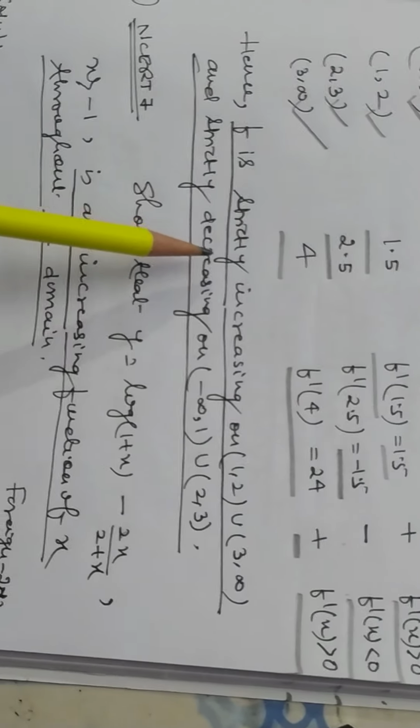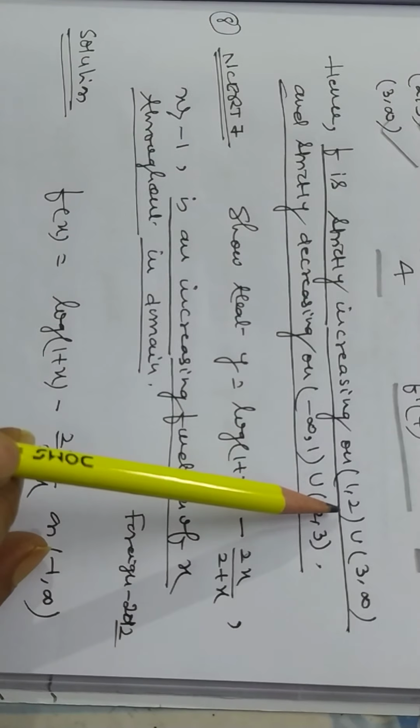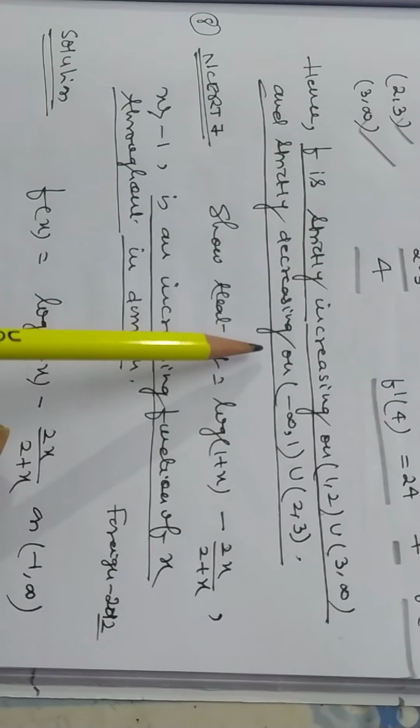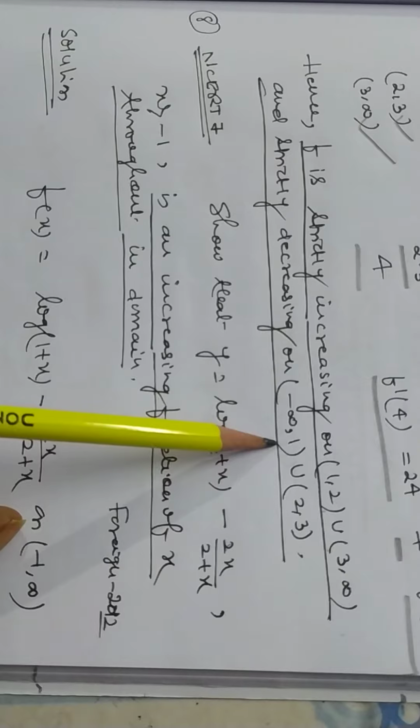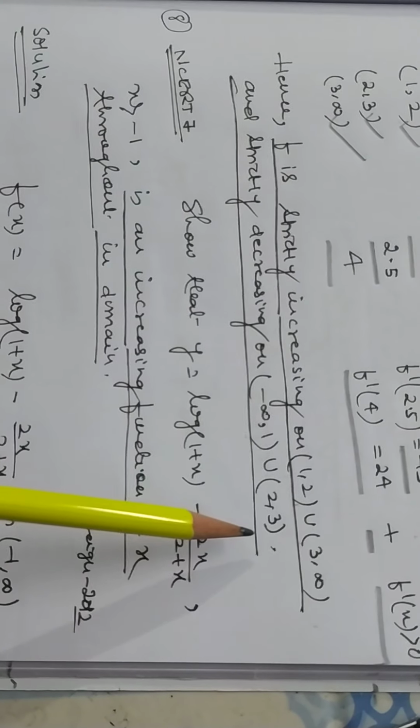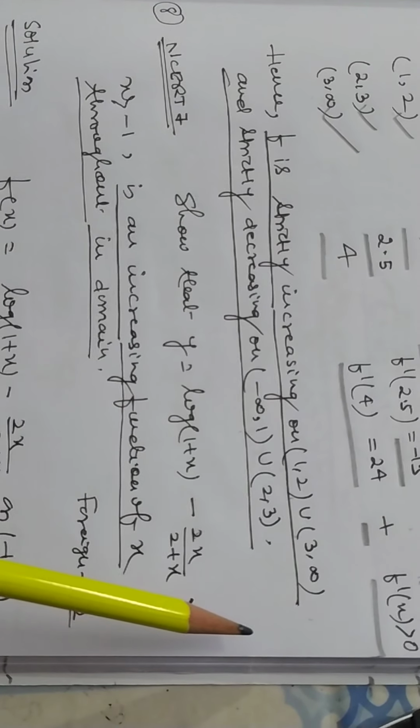Hence, f is strictly increasing on the open interval 1 to 2, union 3 to infinity, and strictly decreasing on minus infinity to 1, union the open interval 2 to 3. In this way, we can solve this problem.